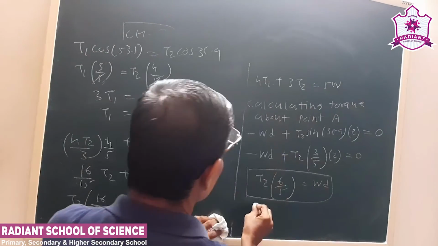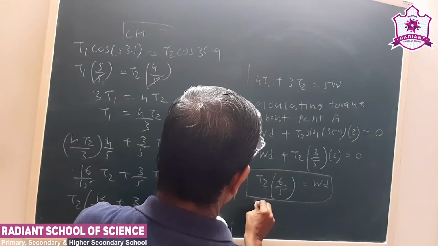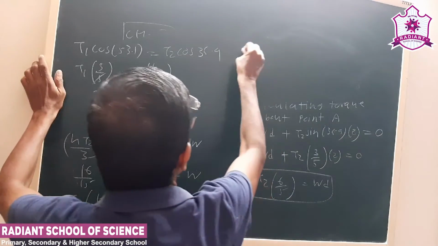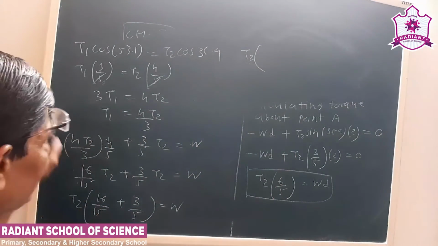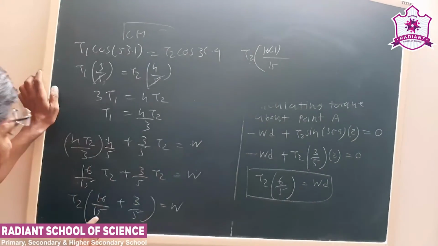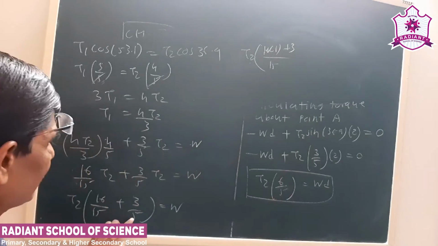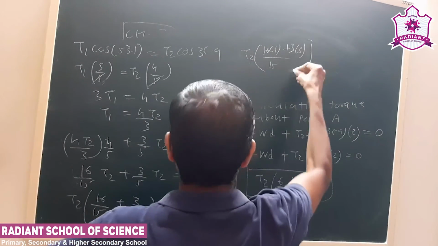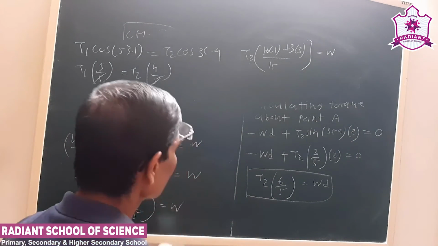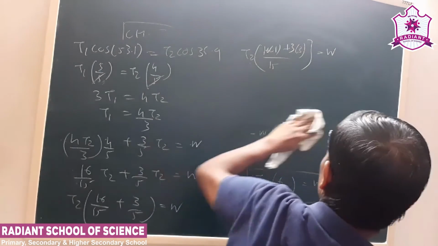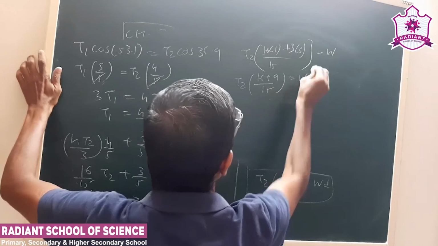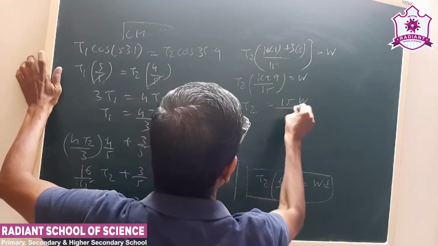Now our one more equation is, T2 into, 15 is LCM, so 16 into 1, 15 upon 15 will be 1, plus 3, 15 upon 5 is 3, is equal to W. Okay, now 16 plus 9, T2 is 15 W upon 25.